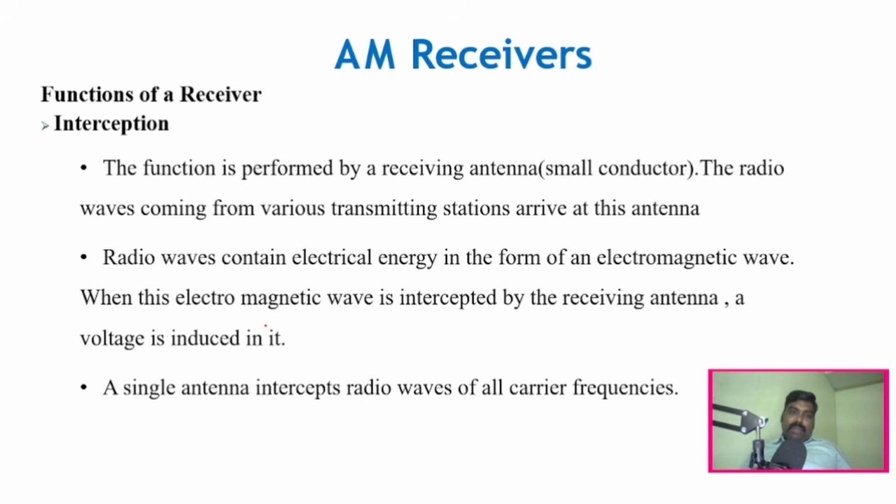It will receive the particular signal, right? It will receive the incoming wave from various transmitting stations. And these radio waves contain electrical energy in the form of electromagnetic waves, as I said before. These electromagnetic waves will be intercepted by the antenna, and a single antenna intercepts radio waves of all carrier frequencies, right? It can receive signals of all carrier frequencies, all the frequency components. But we need only a particular carrier frequency.